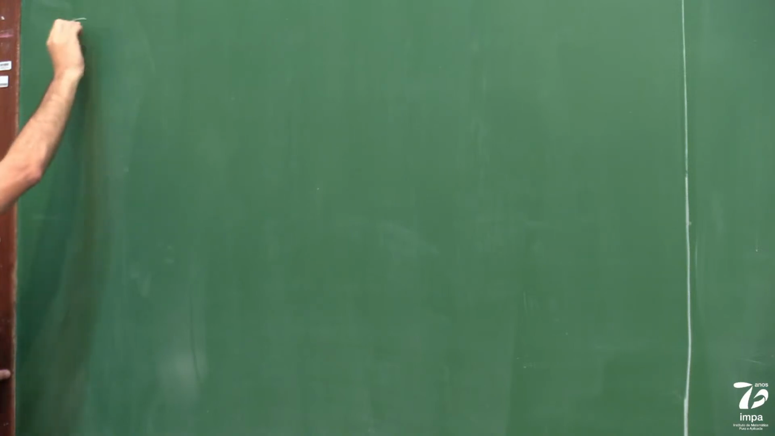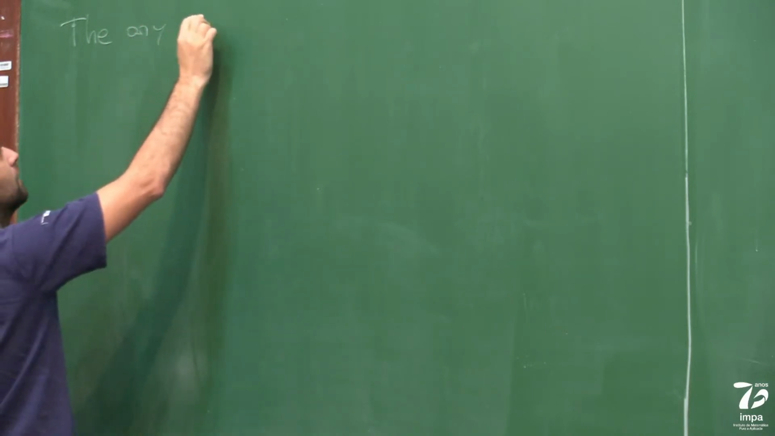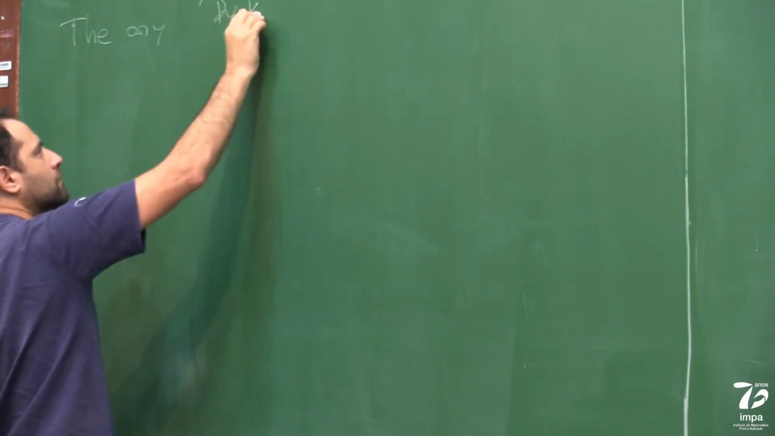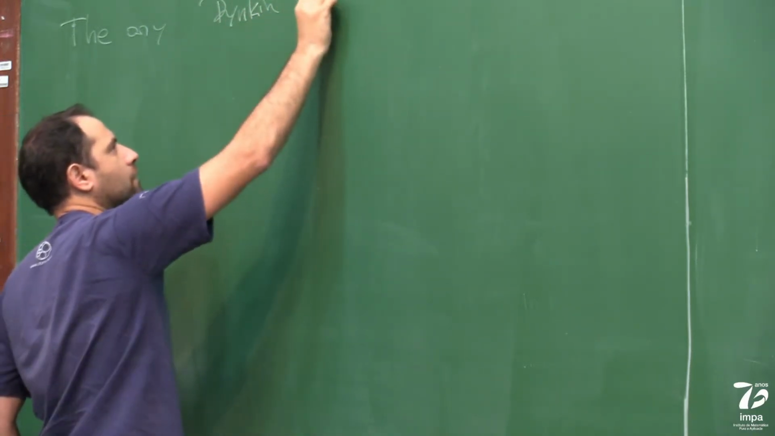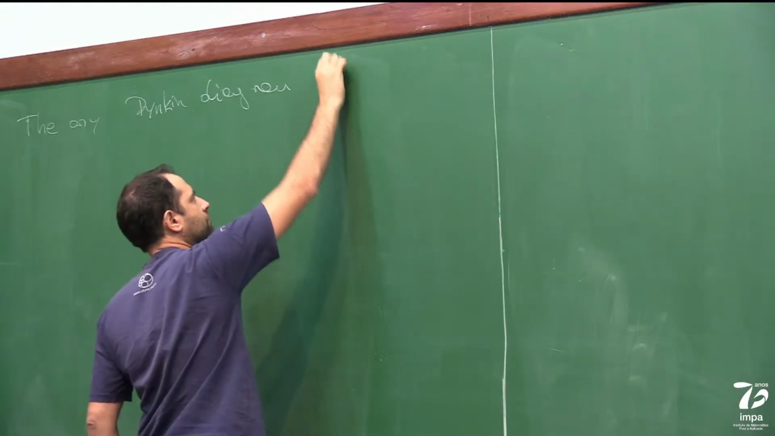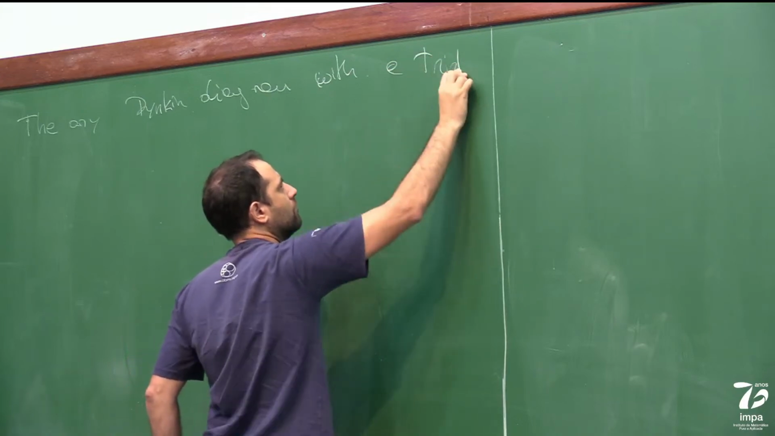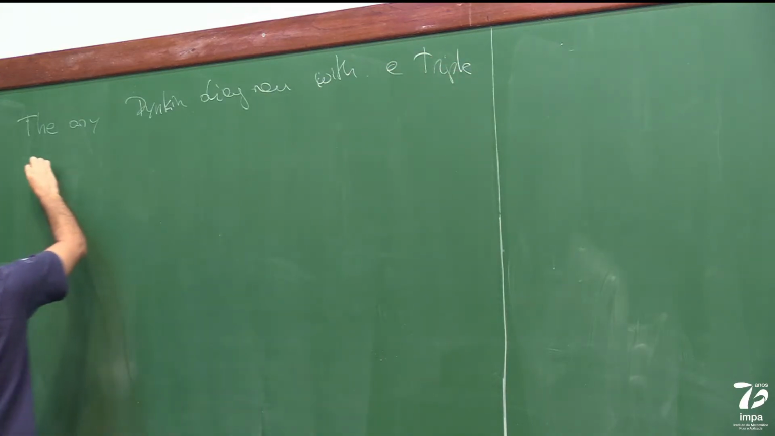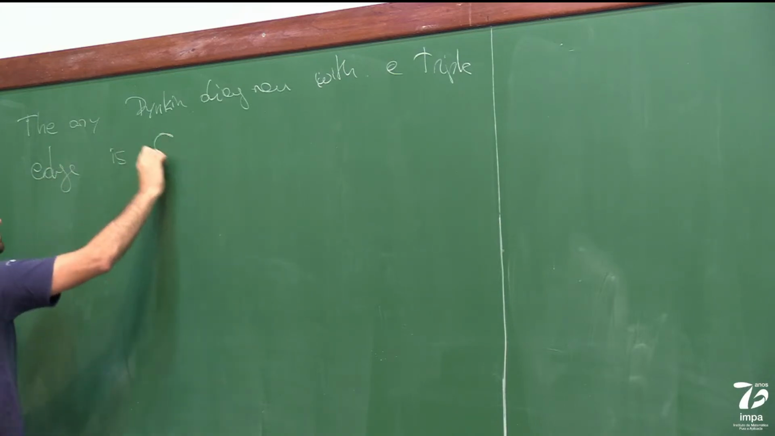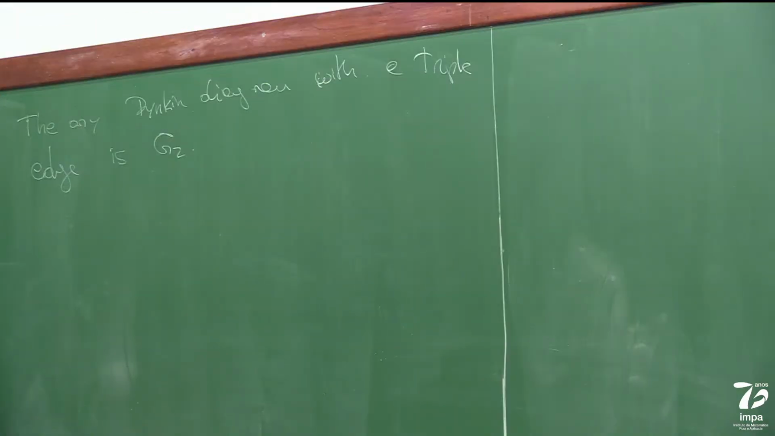there aren't the only Dynkin diagram with the triple edge is G2. And that's very simple. So that one we can do quickly.